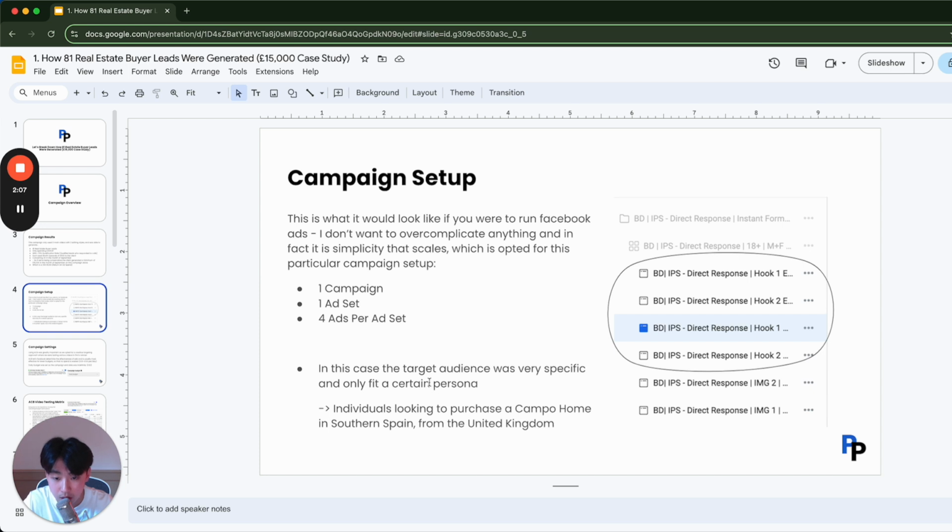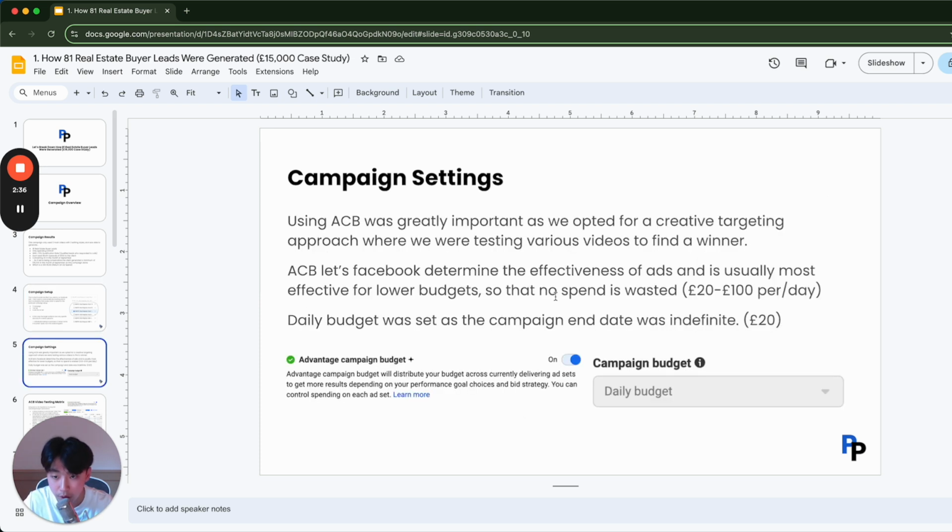In this case the target audience was very specific and only fit a certain persona. And this was individuals looking to purchase a camper home in southern Spain from the United Kingdom. So going further into campaign settings, we used ACB, which is Advantage Campaign Budget. Using ACB was greatly important as we opted for a creative targeting approach where we were testing various videos to find a winner. So ACB lets Facebook determine the effectiveness of ads and is usually most effective for lower budgets, so that no spend was wasted, especially if you're only spending £20 to £100 per day.